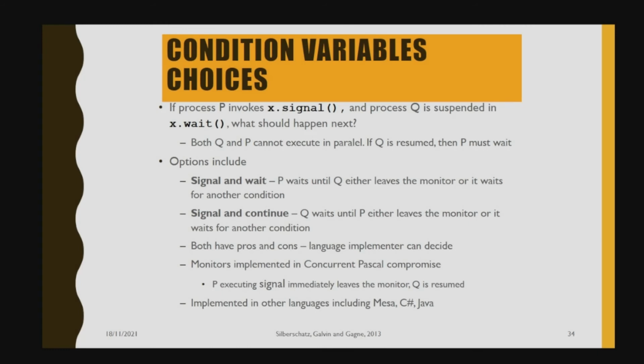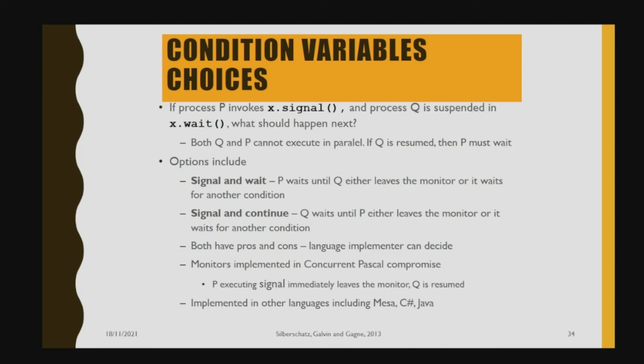Using the condition variable choices, if process P invokes x.signal and process Q is suspended in the x.wait function, what would happen, or what should happen? Both Q and P cannot execute in parallel, because one has the signal and another has the wait. If Q is resumed, then P must wait. If we want to resume Q, P needs to wait. If we want to resume P, then Q needs to wait.